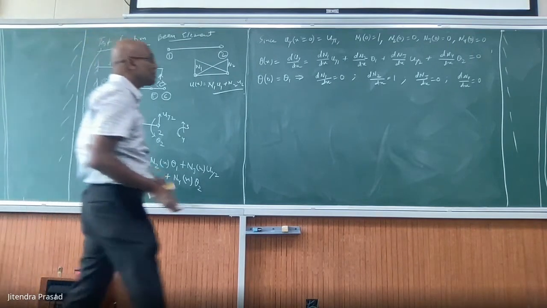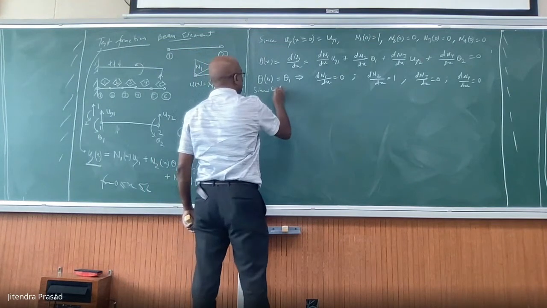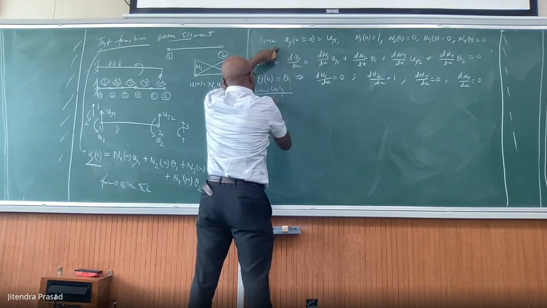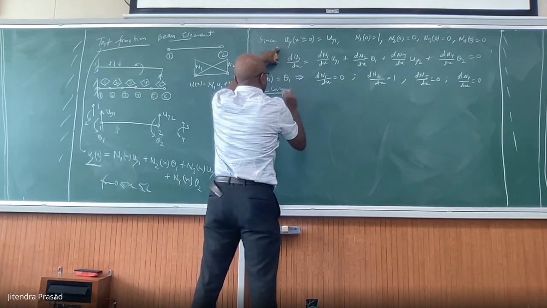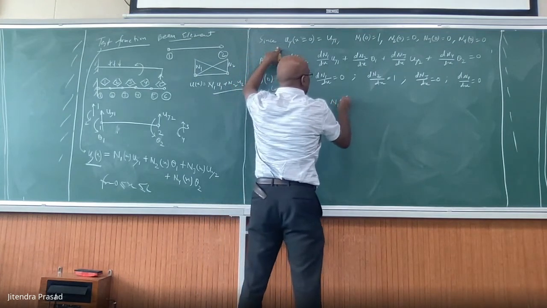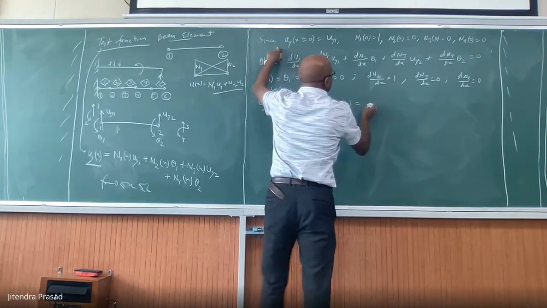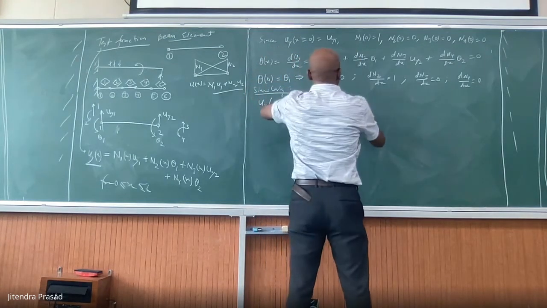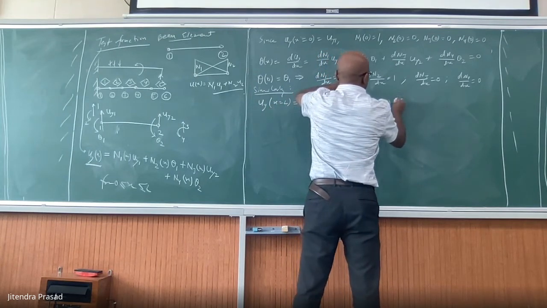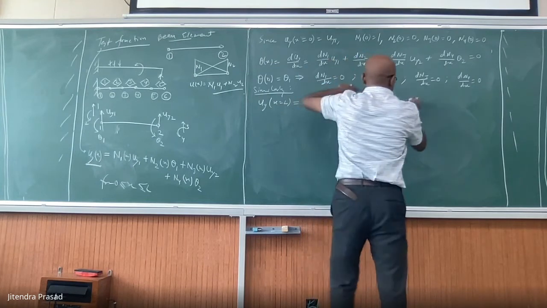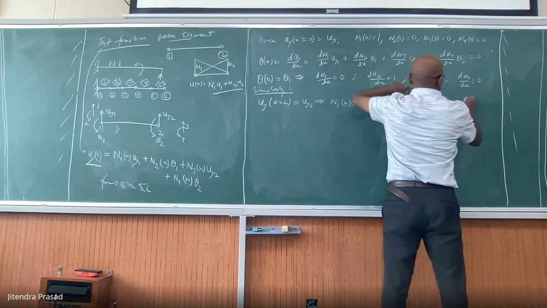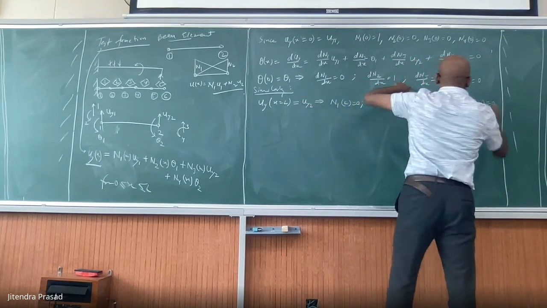Okay. Similarly, uy at x equal to L is equal to uy2, and that tells you that n1(L) is equal to 0, n2(L) is equal to 0, n3(L) is equal to 1, and n4(L) is equal to 0.